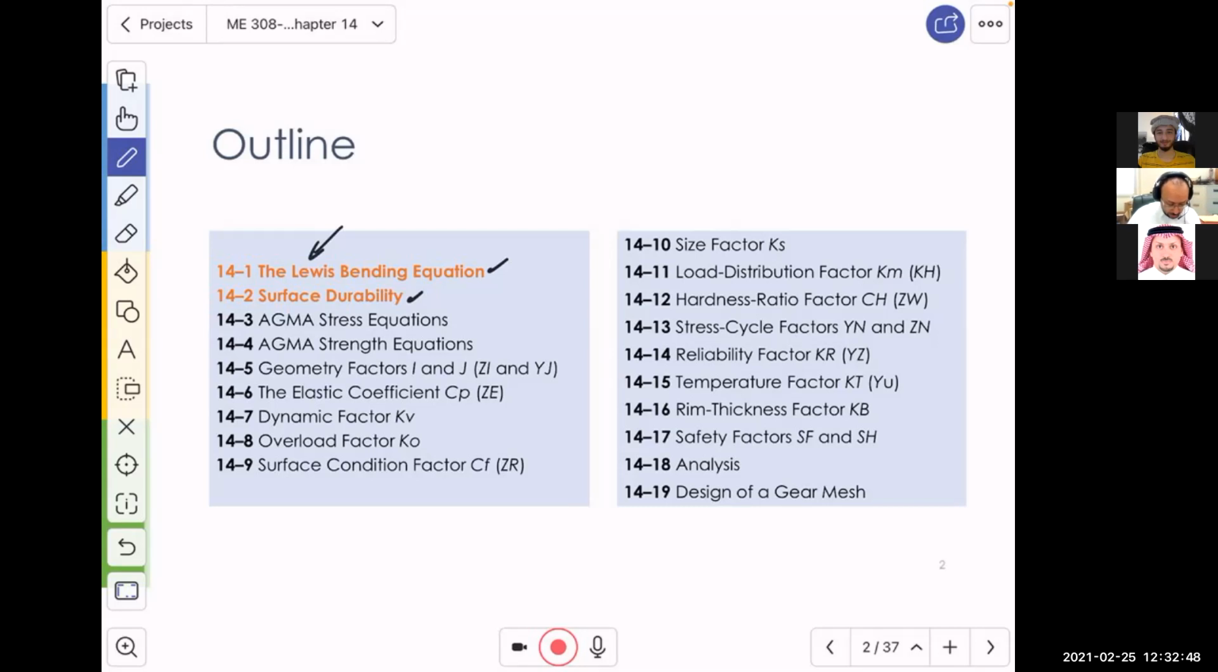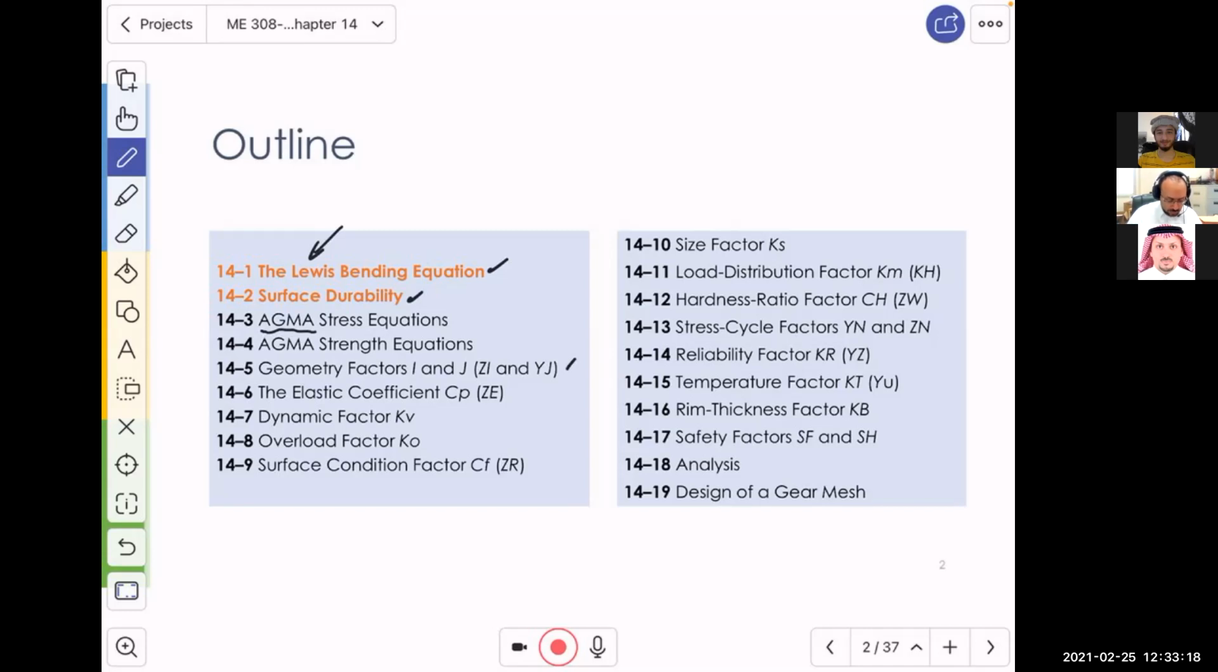What we are going to do is talk about two stress equations, which are the AGMA stress equation. And what is AGMA? I'm going to tell you in a minute. But what is important, without going through this boring outline, like talking about number 1 and 2 and 3 and 4 and 5, which you can do by yourself, is this. Look at it. I want you to go with me now and look at it.